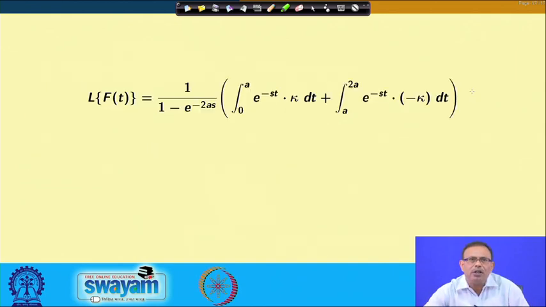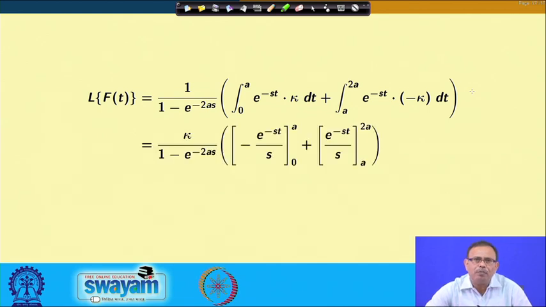So, in the next slide if you see, Laplace transform of f t will be 1 by 1 minus e power minus 2a s. Here 2a is the period. I have to break the function as 0 to a plus a to 2a. One integral will be from 0 to a, another one will be from a to 2a, where from 0 to a the value of the function is k and from a to 2a the value of the function is minus k, and this will repeat up to infinity. This we have shown in the theorem, and this is the beauty of the theorem of the periodic function.